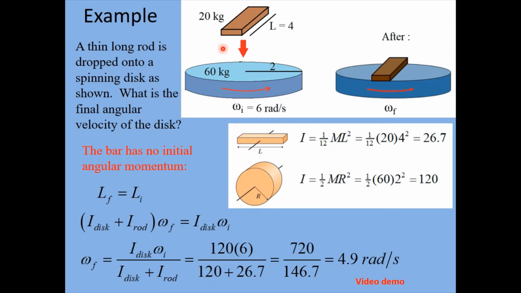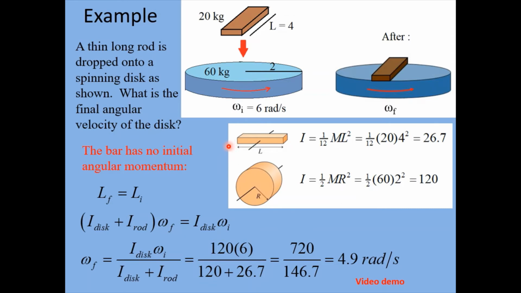So what we're going to do here is use conservation of angular momentum. The final L, angular momentum final, is equal to initial angular momentum. To figure out angular momentum, remember angular momentum is equal to I times omega. So we need to find the rotational inertia for the disk and for the rod. Again, this is something that we don't memorize or figure out. We just look it up in a table.